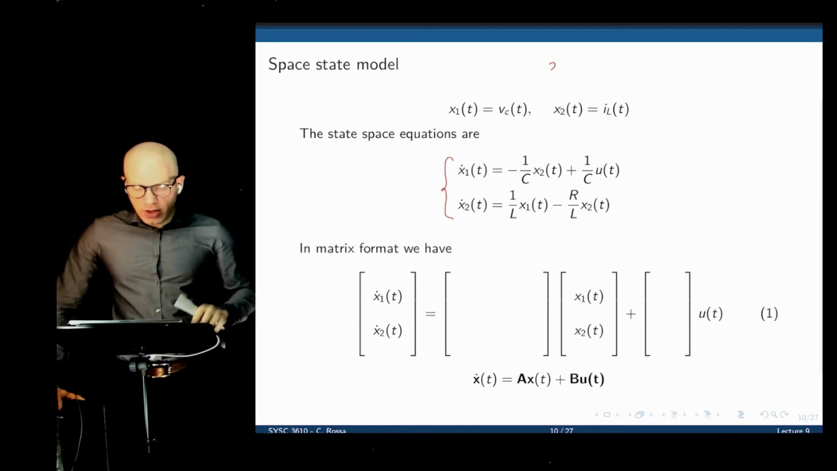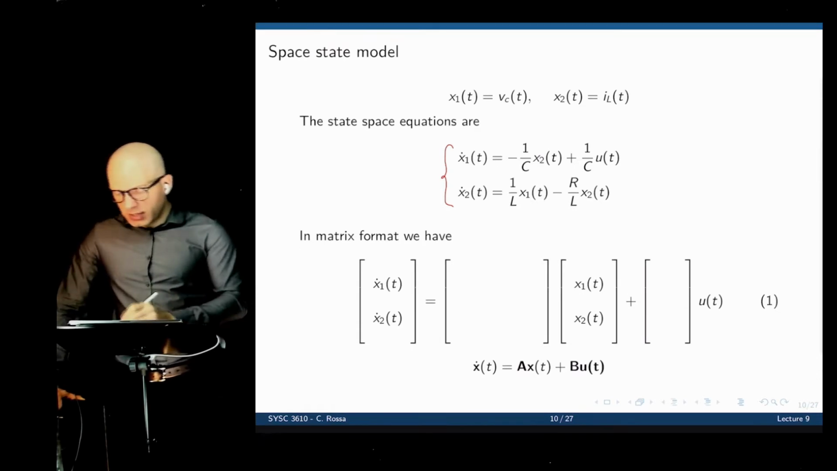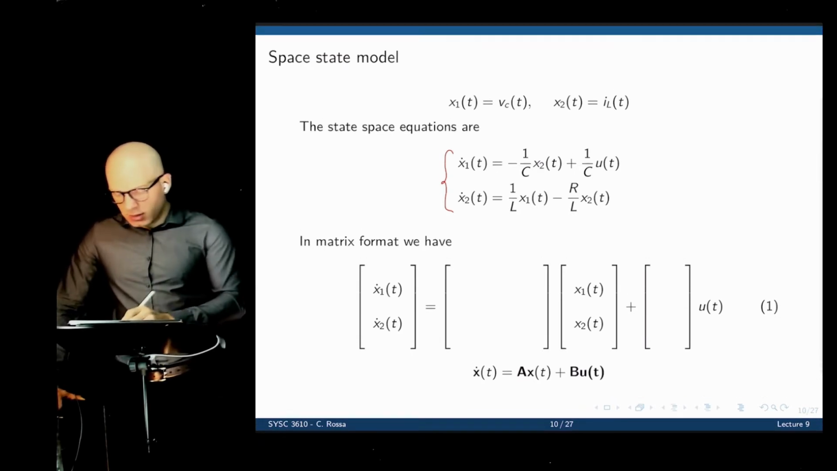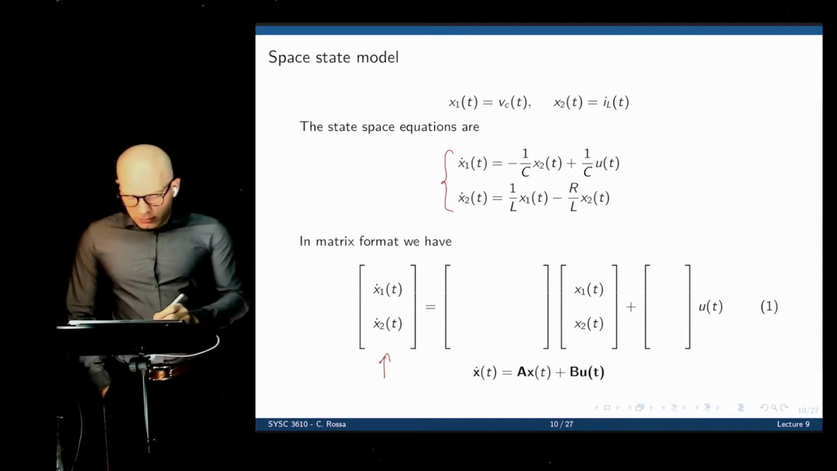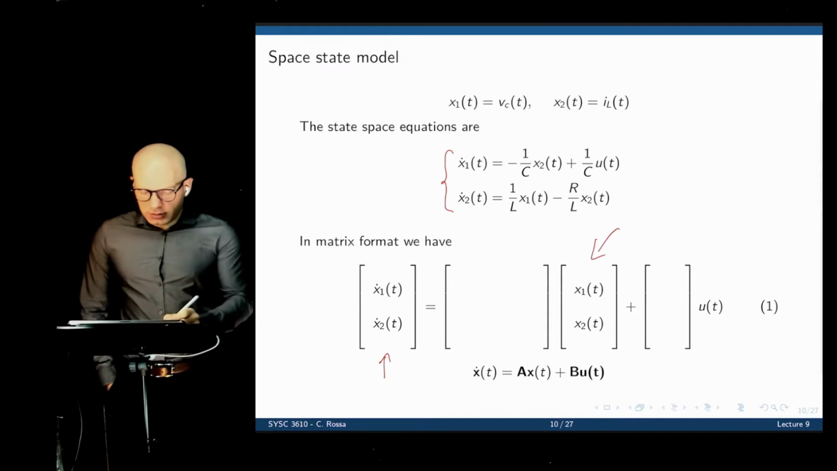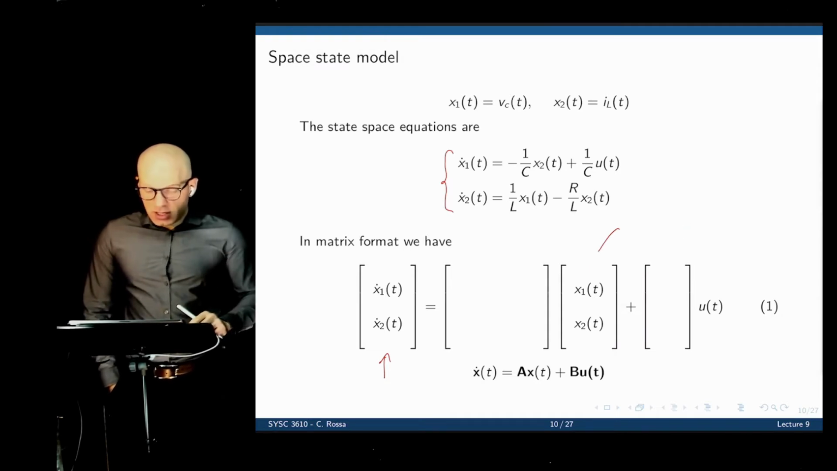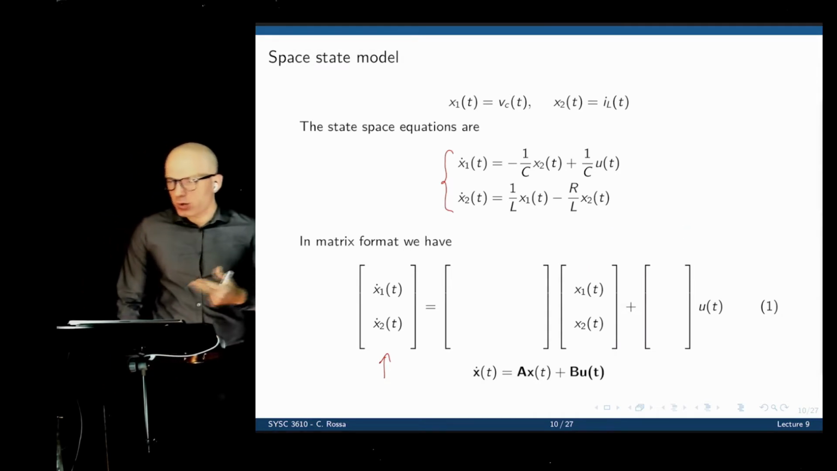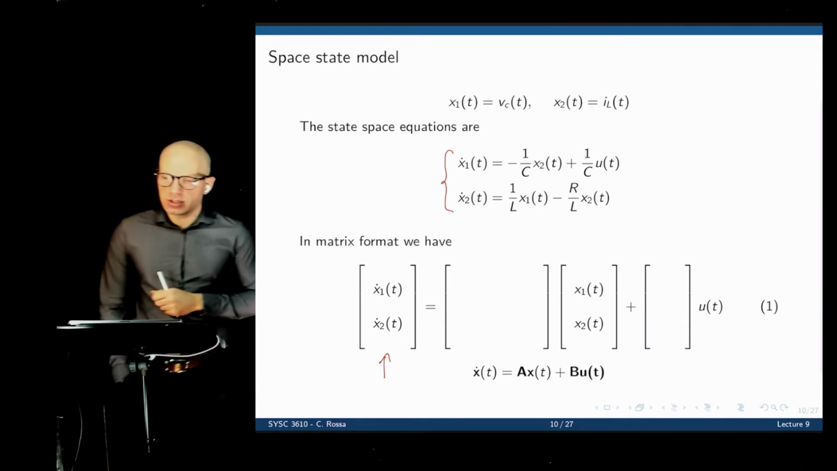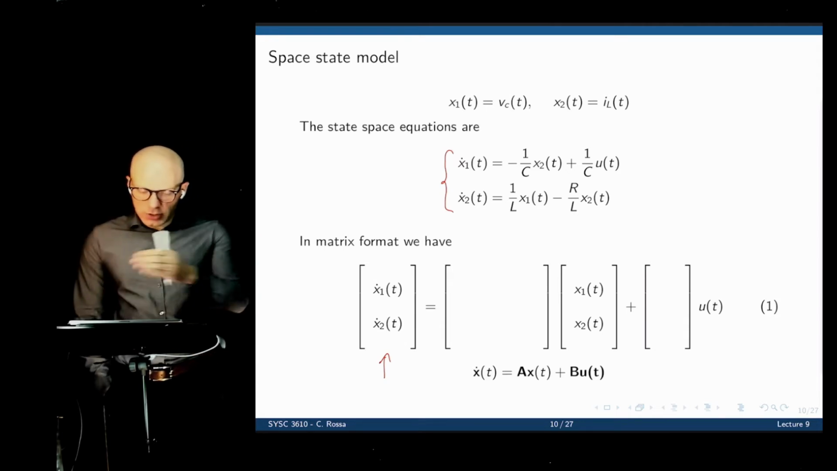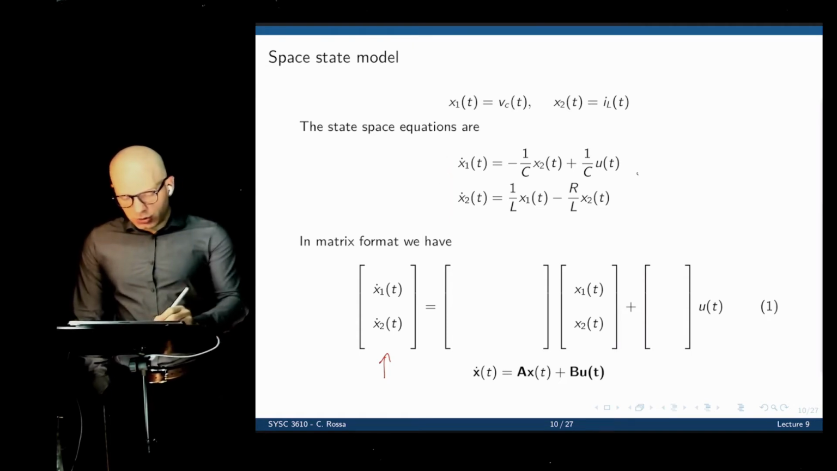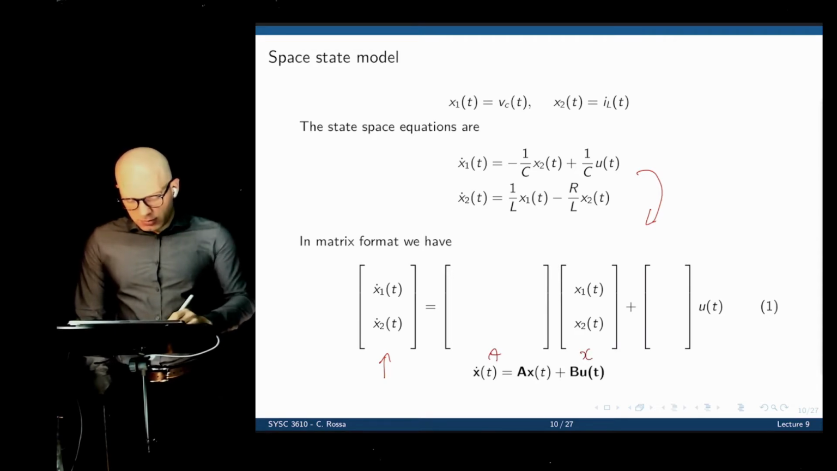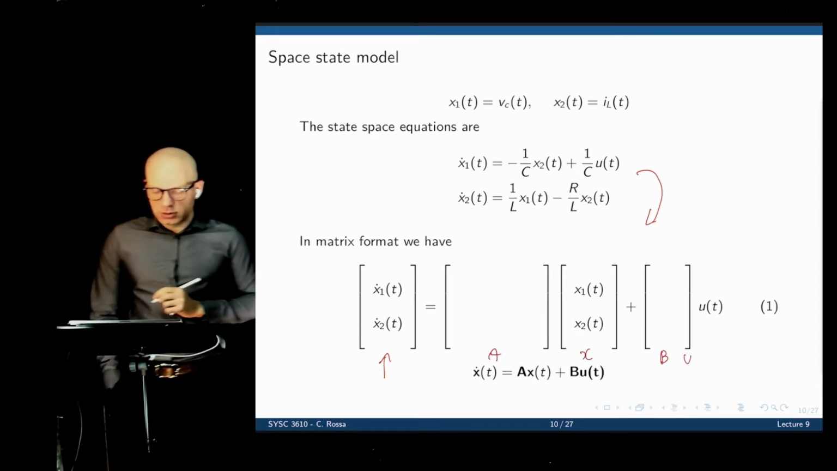In this case, we have two states. If you have two states, then the state vector is 2 by 1, like that. This is also 2 by 1. This is the same. And then the matrix A will always be a square matrix, in this case 2 by 2. So how do we now rearrange these equations in terms of the representation we want? You see here, this is A, this is X, this would be B, and that is U.